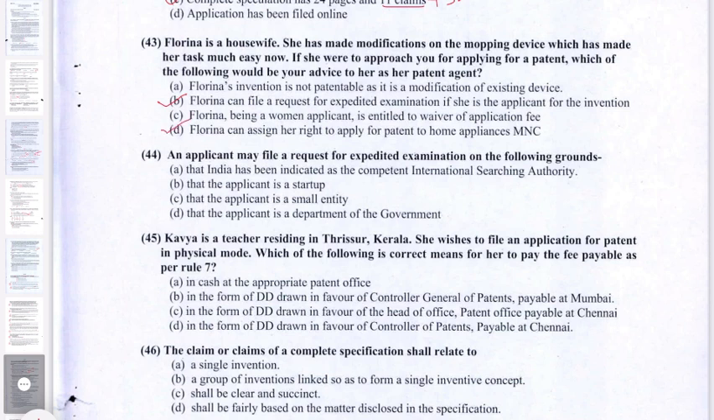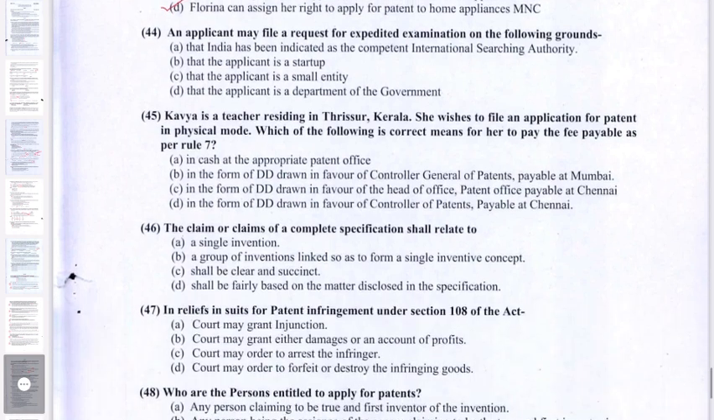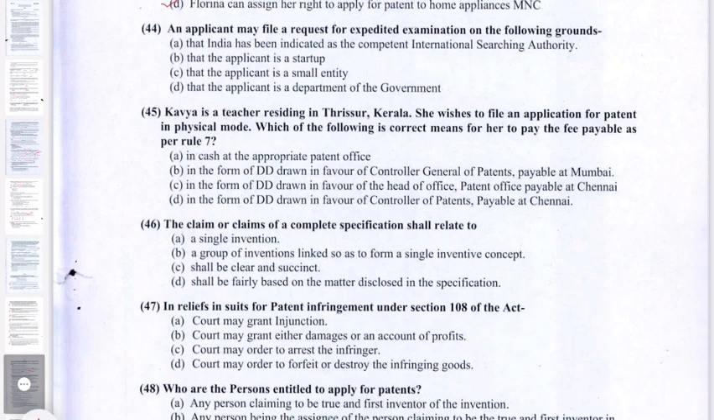Next question. An applicant may file a request for expedited examination on the following grounds: that India has been indicated as the competent ISA, true; that the applicant is a startup, true; that the applicant is a small entity, true; that the applicant is a department of the government, true. All the options here are correct.